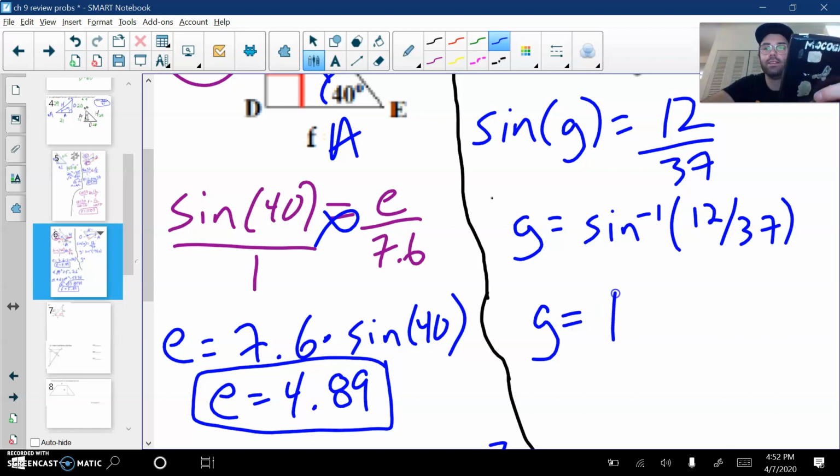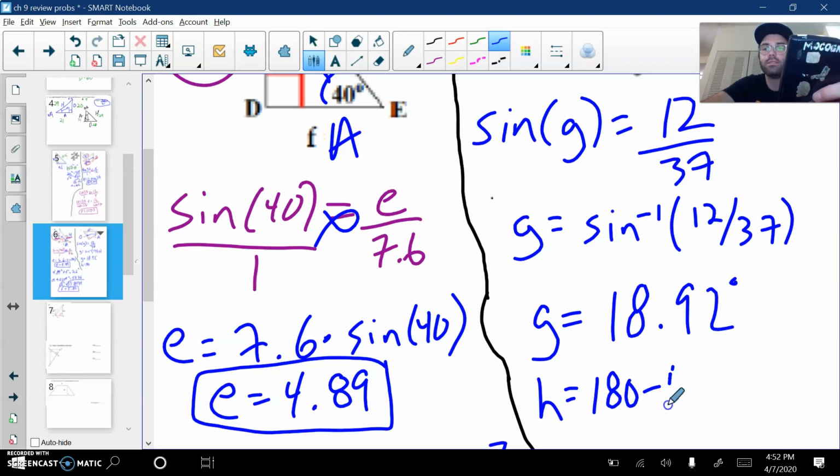Sine inverse, I got 18.92 degrees. To find angle H, I would just do 180 minus that answer minus 90.